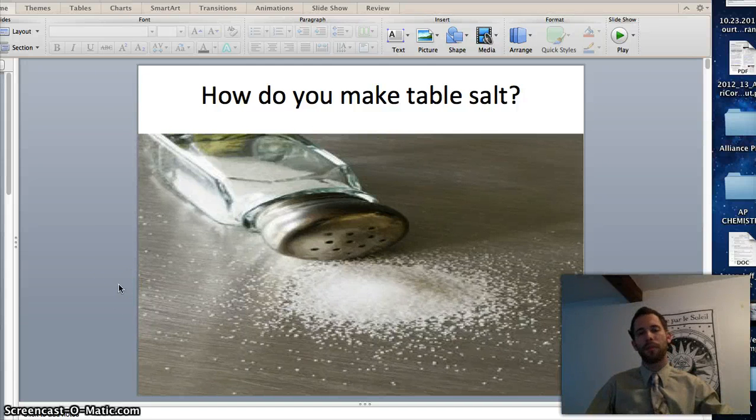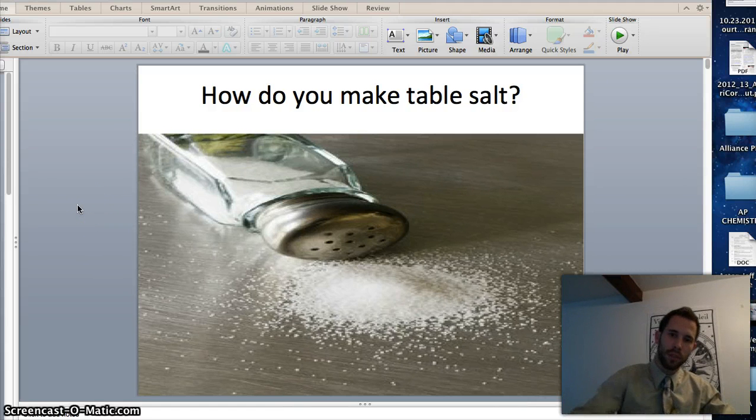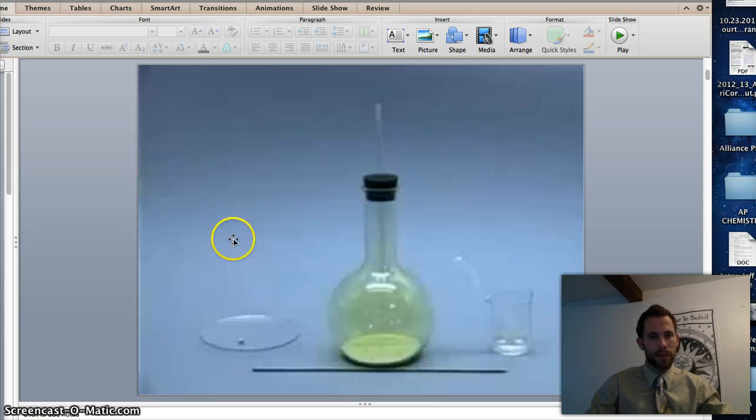Have you ever thought about how you make table salt? I mean, it's delicious, it makes our food taste good, but how do you make it? Let me show you. This is one of my favorite methods.